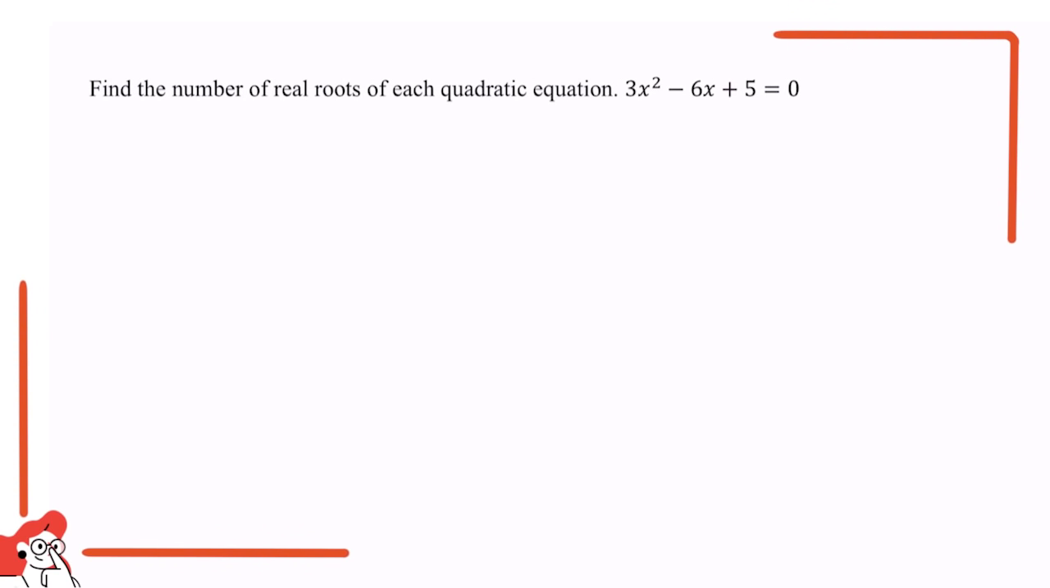Our question says to find the number of real roots of each quadratic equation. Our target here is 3x squared minus 6x plus 5 equals 0.